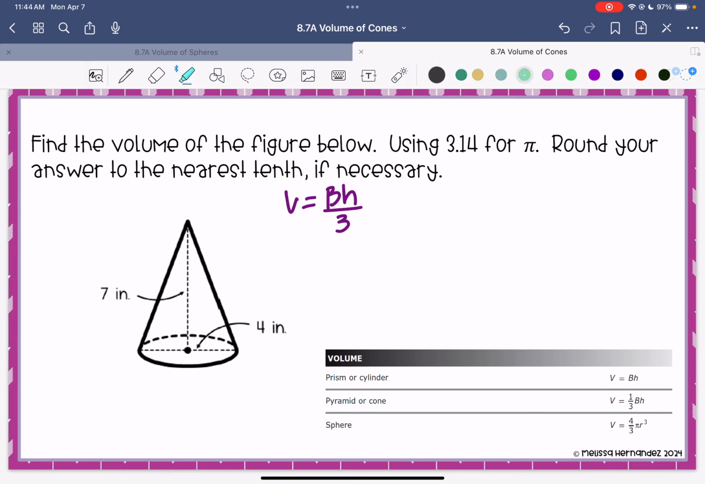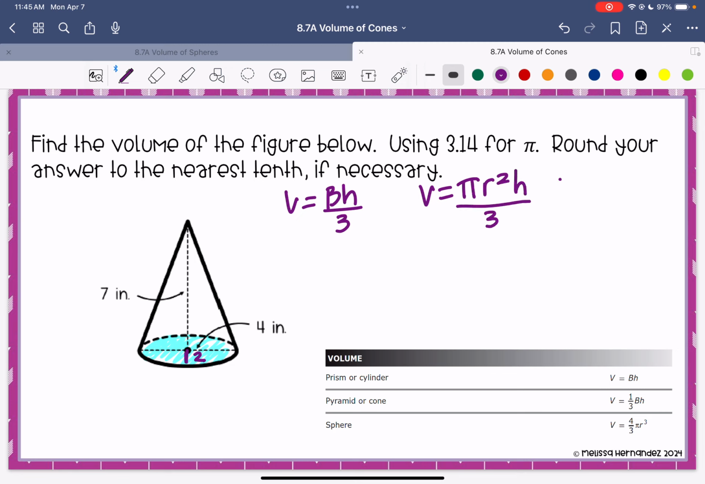So the first thing I want to bring to your attention is the base. The base is a circle, and the 4 represents the diameter. Well, I don't need the diameter. I need the radius, which would be 2. So the capital B means area of the base, and the base is a circle, so we actually are going to replace that with the formula for area of a circle, which is pi r squared.